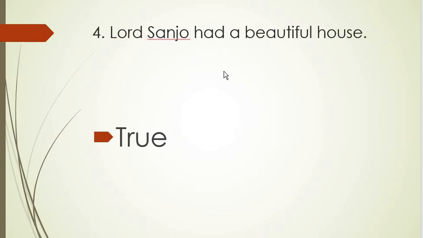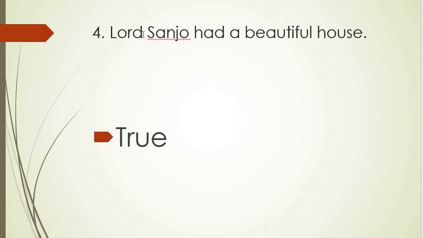Moving on to the fourth one. Lord Sanjo had a beautiful house. Isn't it so? Actually, he had a beautiful house. If you have seen my video lectures of explanation of lesson number 1, you might know how beautiful a house he was having. Almost the size of a mansion, we can call it a big house, a big villa. Correct? So he was having the most beautiful house in that town actually. So this statement is true.